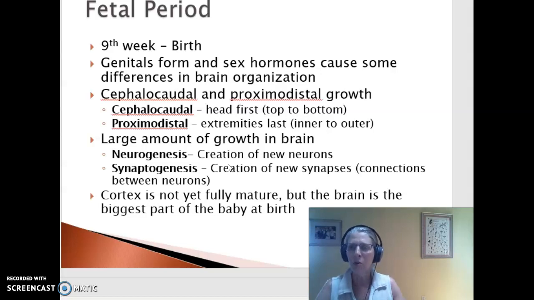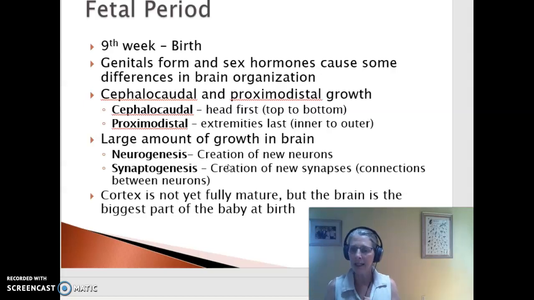Okay, so moving along, we also have a description. We have a couple of keywords here: cephalocaudal and proximodistal. So what does this mean? We're using these two words when we talk about the fetus's growth. So cephalocaudal is from top to bottom. So there will be a lot of growth with the head, with the brain and the head first, and then growth will go from there, top to bottom.